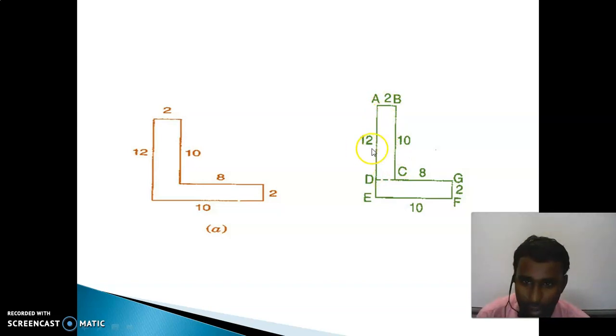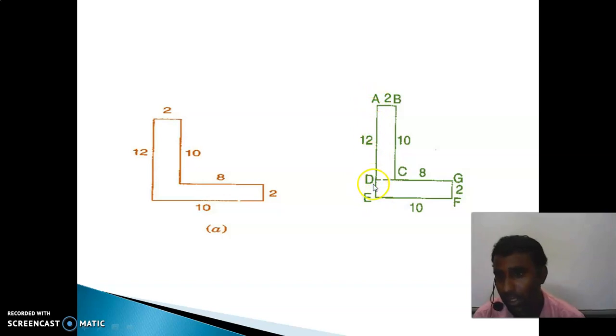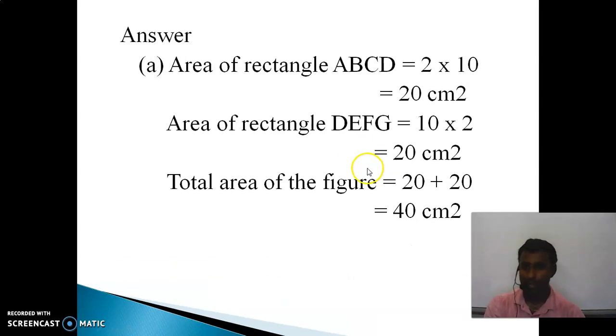This 12 represents A to E, not A to D. When we split, A to D represents 10, here 10 means here also 10. This 12, whose value is not mentioned for AD, represents the value of AE. Then what about the value of AD? This one 2 means this also 2, so 12 minus 2 we will get 10. So just look at the answer.